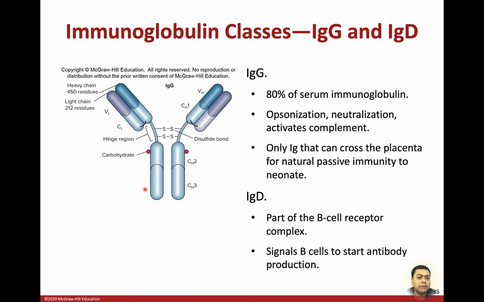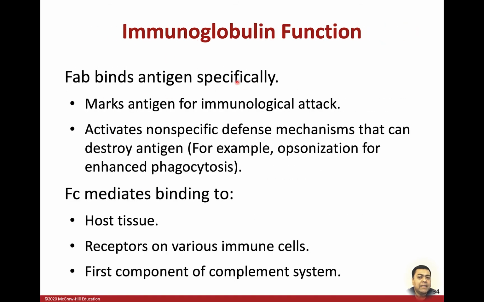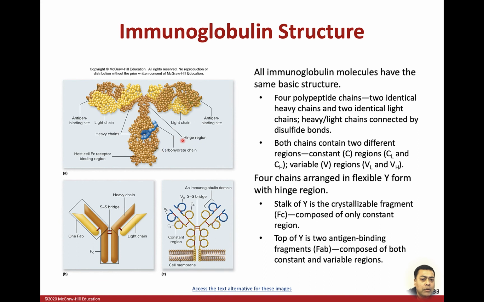Because you all know from previously, the Fab binds to the antigen specifically. So when we look at that, right here, the Fab is your one antigen binding site, and this is your other antigen binding site. So each of these immunoglobulin molecules can bind one or two antigens.